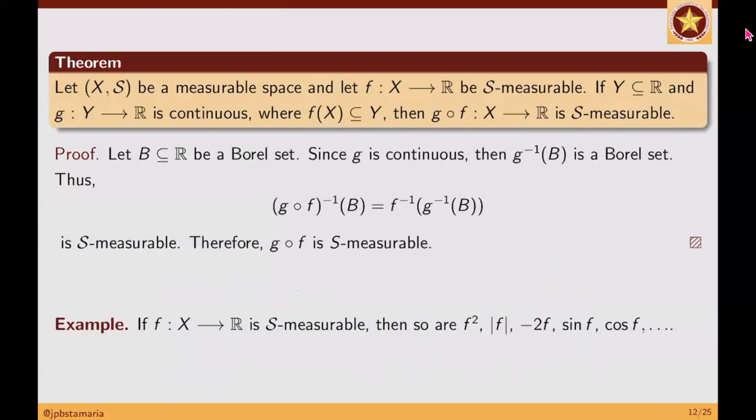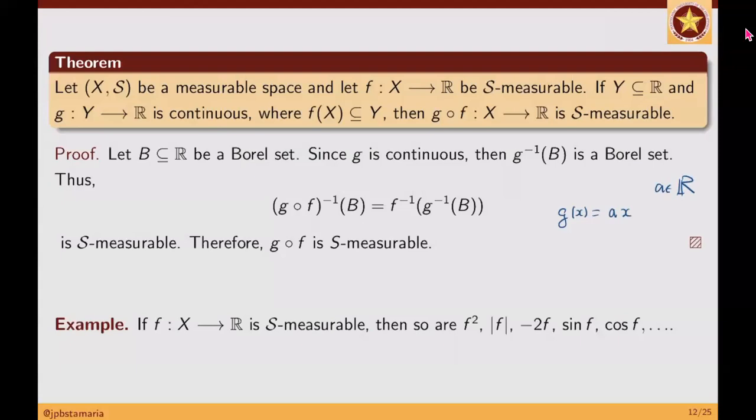Ang gawin mo, you can take the square, you can take the absolute value, you can multiply a constant. Kapag ang g of x mo, kunwari, ax, where a is an arbitrary constant, linear function yan, kaya continuous. So pag nag-multiply tayo ng kahit anong constant sa kahit anong measurable function, measurable pa rin siya. Sin f, cosine f, whatever. Whatever ang gawin mo sa f, as long as continuous yun, the resulting function will still be measurable.